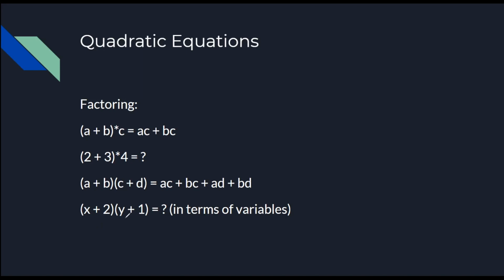Okay, so let's try an example. We have x plus 2 times y plus 1. Okay, so we're going to try to FOIL this out. Multiply the first elements, then the outer elements, then the inner elements, and then the last elements, and then tell me what you get in terms of x and y. I'll give you a minute to do this. When you're done, feel free to raise your hand.